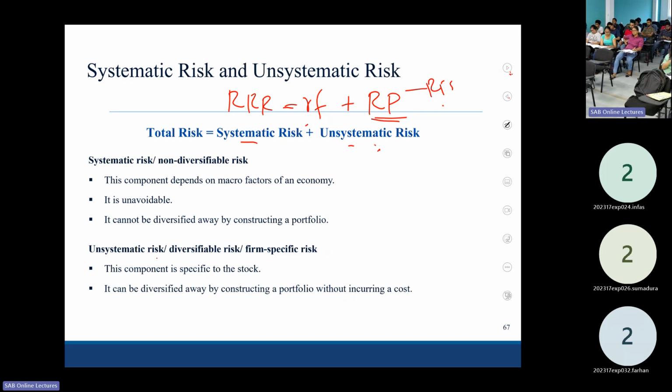Say components specific to the particular company: the raw materials they use in trade, union actions, employees, their production process. These can be diversified by reconstructing the portfolio without incurring the cost. This unsystematic risk arises because of firm-specific factors. For example, a particular company is using very low quality raw materials in its production process. So it is a risk that arises under this unsystematic part.